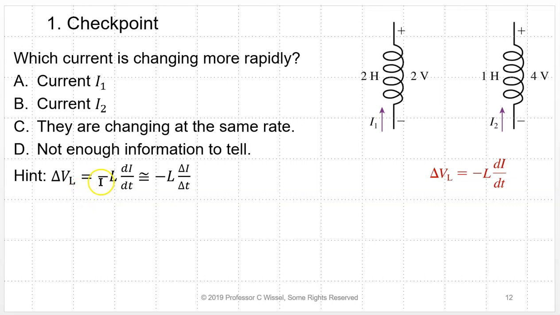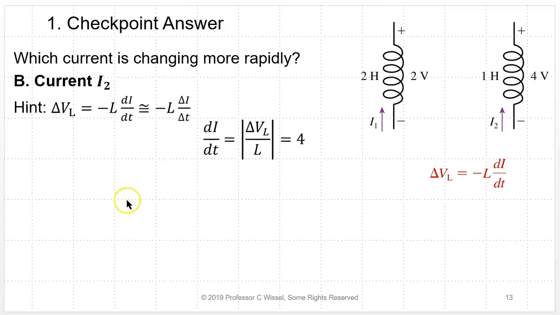Notice that delta VL is minus L di/dt, and of course, all we care about is this time rate of change. We don't care about the sign. So we're going to solve that for di/dt, and that will equal delta VL over L. So this is the time rate of change of current with respect to time. And if you put this in here, one of these is 4 volts divided by 1 Henry. So that one's going to be worse. So current I2 is changing more rapidly.